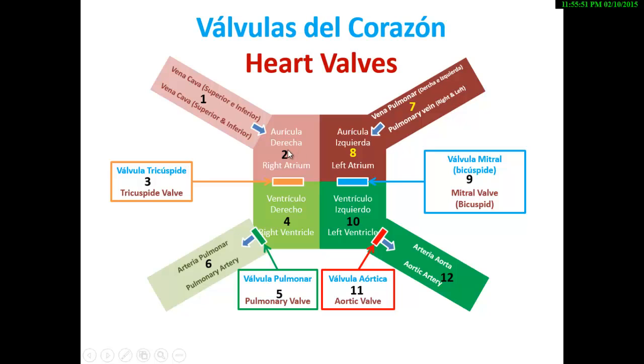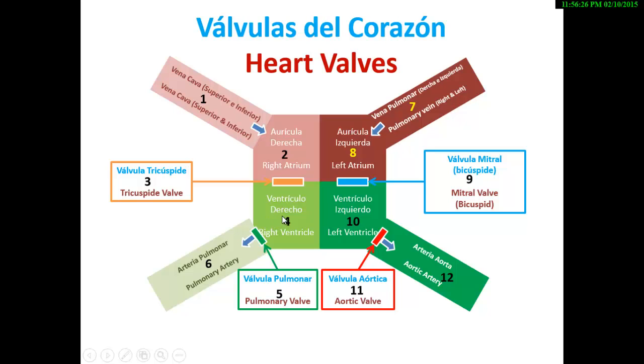The one between the right atrium and the right ventricle is the tricuspid valve. Why is it called tricuspid? Because if you look at it, it has three parts. On the left side, between the left atrium and the left ventricle, you have the mitral valve, also called the bicuspid valve, whatever you prefer. It's called bicuspid because it's made out of two valves.